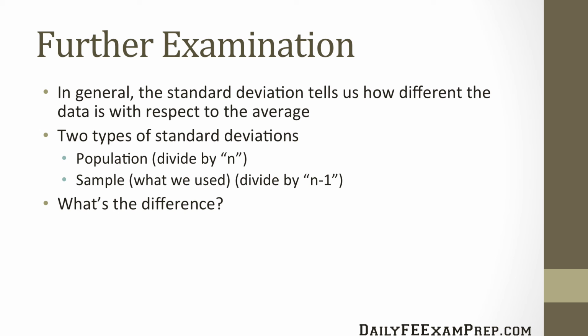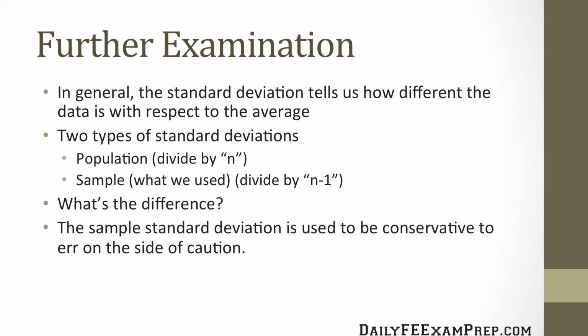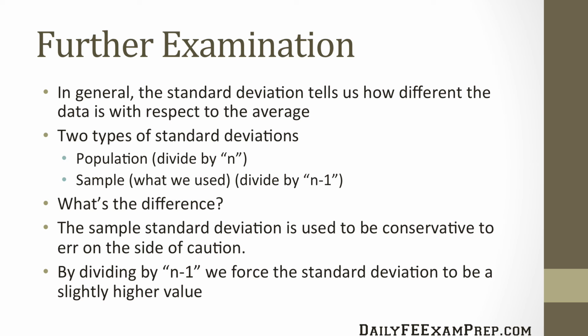Well, why does that matter? What's the difference? Well, the sample standard deviation is used to be more conservative and to err on the side of caution. Okay, so if you divide by n minus 1, we're actually forcing the standard deviation to be a slightly higher value than if we were to divide just by n, right? Because when you divide by a smaller number, like n minus 1, the end result is always going to be a higher value. So scientists use this just to be conservative and account for any sort of error. That's what the sample standard deviation is really used for.